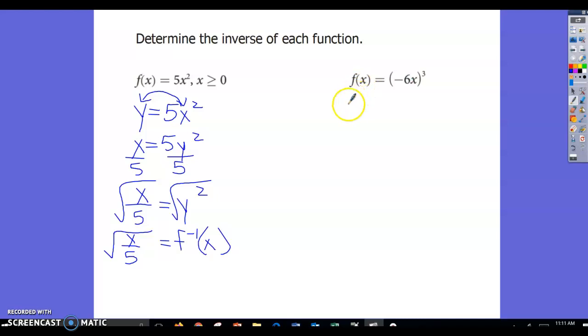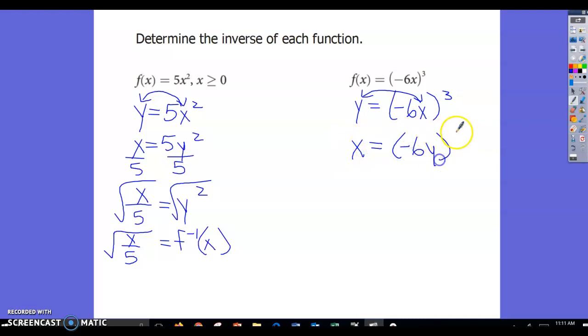All right, next example. Again, replace this with y. We're going to have y equals -6x cubed. Now we're going to switch the x and the y, so x equals -6y cubed. Where on the last one we divided by 5 first, on this one it's in parentheses, so we have to take the cube root first. We have to get rid of those parentheses first in the power.